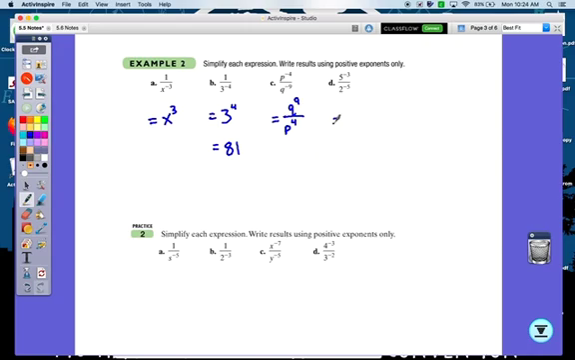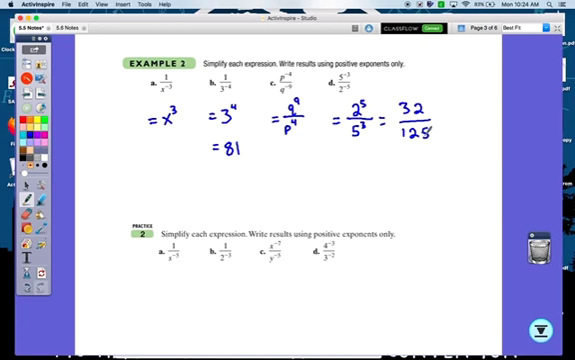Same thing is going to happen on D. The 5 to the negative 3rd, that's going to become 5 to the 3rd on bottom. And then the 2 to the negative 5th, since it's on bottom, it's going to move to the top. So I have 2 to the 5th on top. And if you were to multiply those out, 2 to the 5th is 32, and 5 to the 3rd is 125.